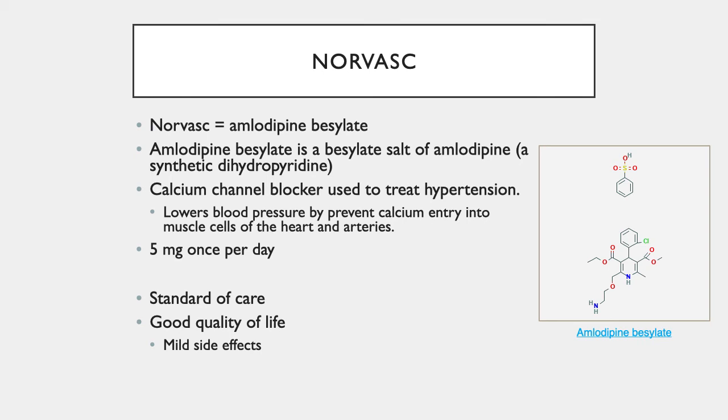Because she does not qualify for the second treatment option of tolvaptan, it's recommended that Mrs. WT's hypertension be treated. To do so, she's prescribed 5 milligrams of Norvasc or amlodipine mesylate, which is a calcium channel blocker, and it's to be taken once per day. Calcium channel blockers are useful in treating hypertension because they lower blood pressure by preventing calcium from entering the blood cells of the heart and arteries.